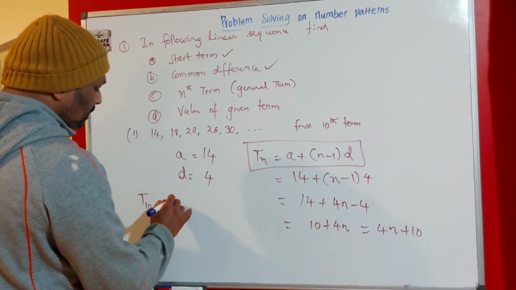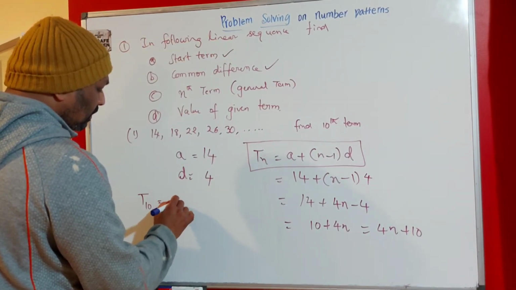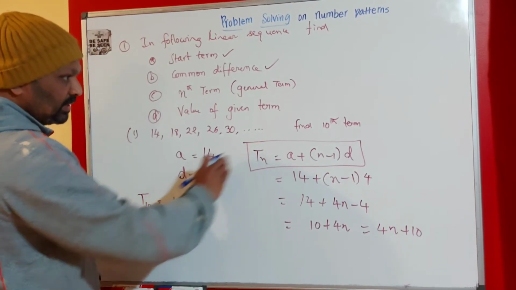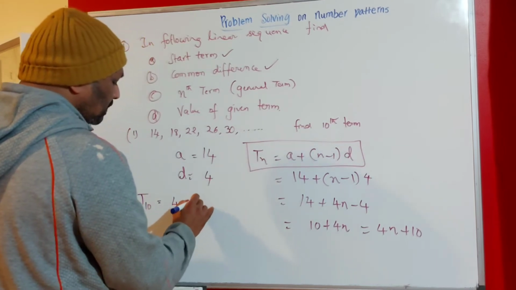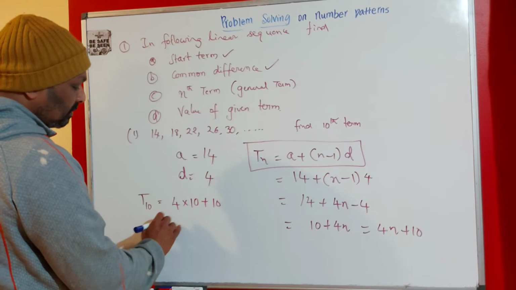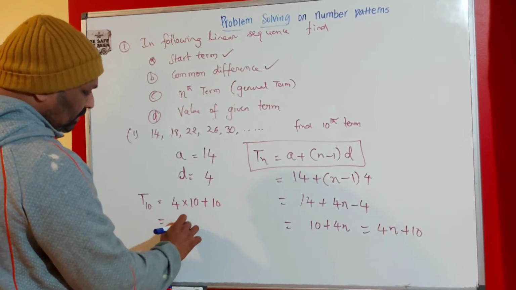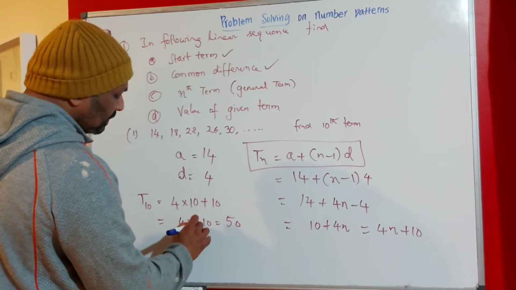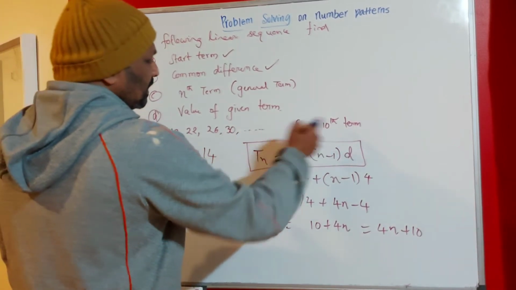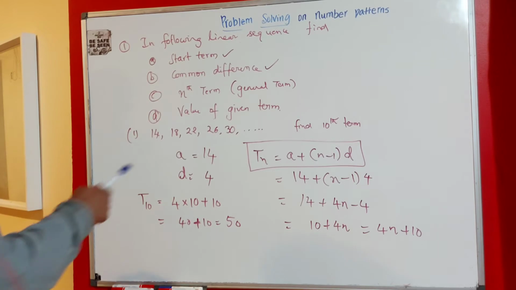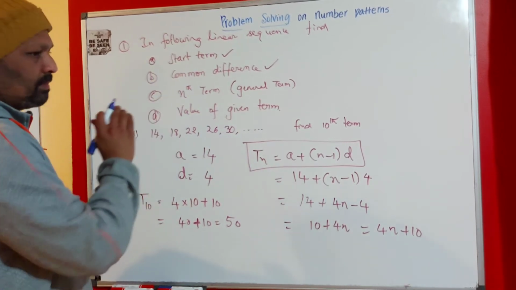So 4 into n. What is n? n is 10, because you need to find the 10th term. 4 into 10 plus 10. Simplify this one: 4 into 10 is 40, plus 10. That is equal to 50. Okay, so the 10th term in this series is 50. So that's how we solved all the 4 parts of it.